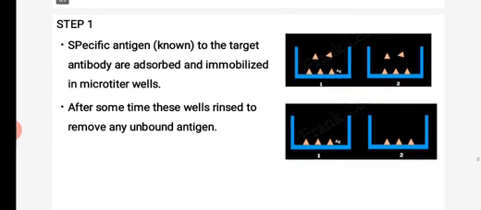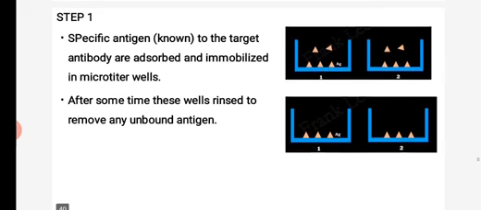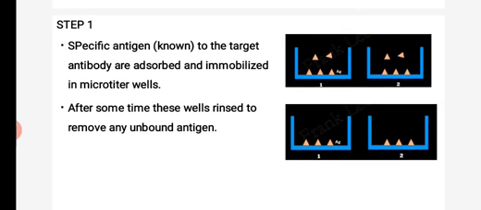In step 1, the specific antigen that is known to target the antibody is adsorbed and immobilized in microtiter wells. So the known antigen is already bound to those particular wells, immobilized in microtiter wells, and after some time the wells are rinsed to remove any unbound antigen.